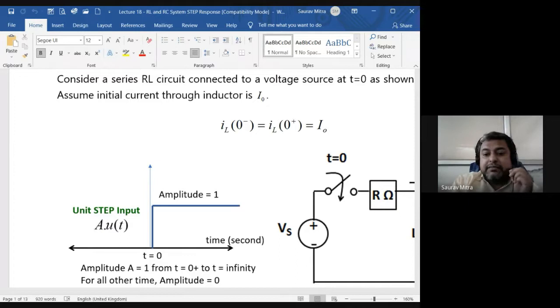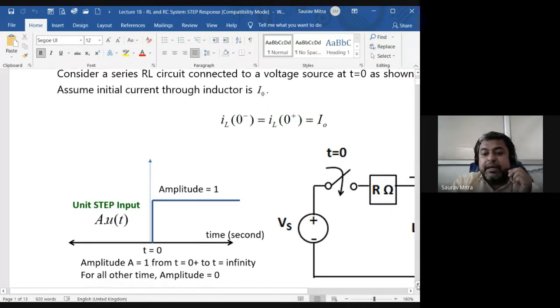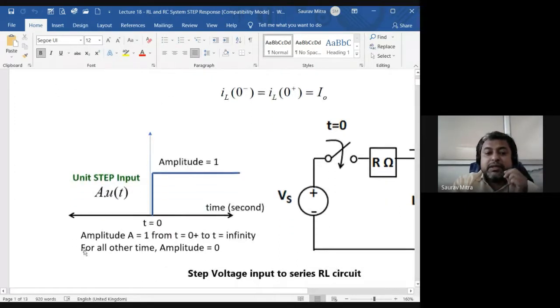I have made it bigger because I am showing what this waveform is called: unit step. Why is it called unit step? Because it is A into u(t). u(t) is generally called unit step, and A is the amplitude. If I say it's 5 volt DC, then the value of A will be 5. So 5 volt DC is actually 5 into unit step. In that case, A will be 5.